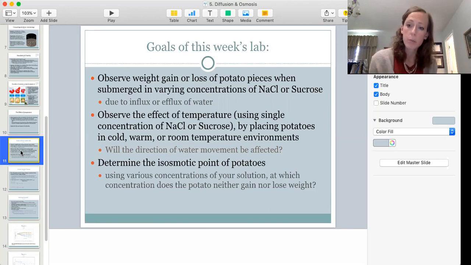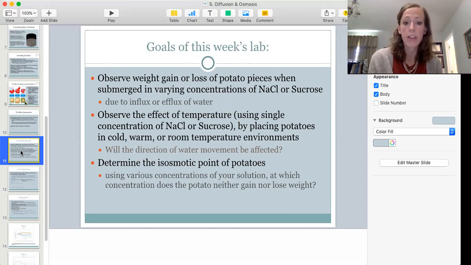Okay, we're going to observe this and see if that happens over the course of an hour and 15 minutes, 75 minutes if possible. And then we're also going to look at the effect of temperature. Hopefully we'll see that by placing the potatoes into a warmer environment, this process happens more rapidly, because that is what we expect to happen.